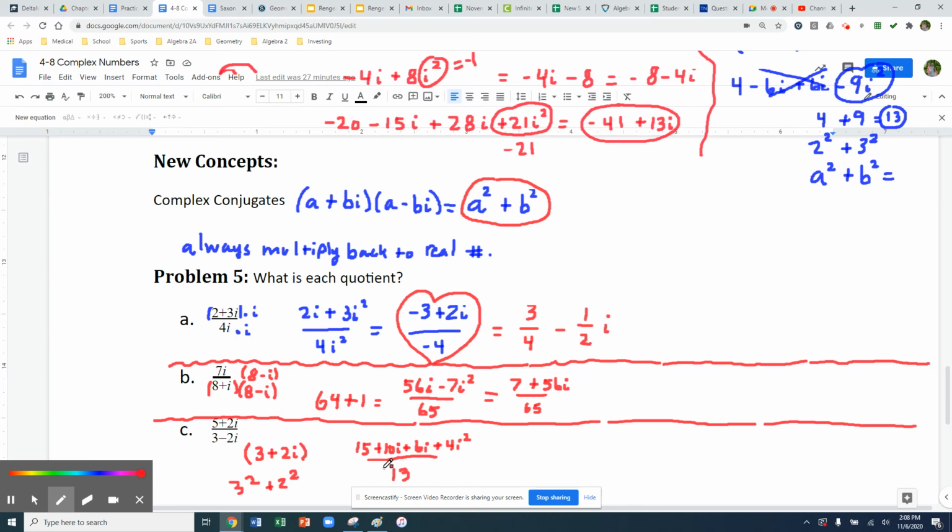So we'll start with the denominator. We have 3 minus 2i times 3 plus 2i, which is the conjugate. So we'll take 3 squared plus 2 squared, which gives us 13. And then our numerator, we're going to FOIL out, and we'll get the result shown.